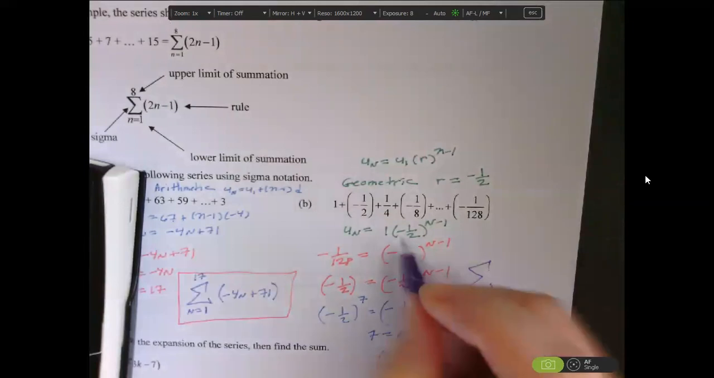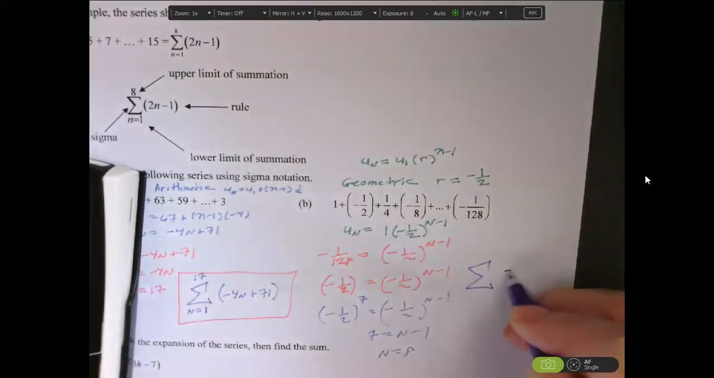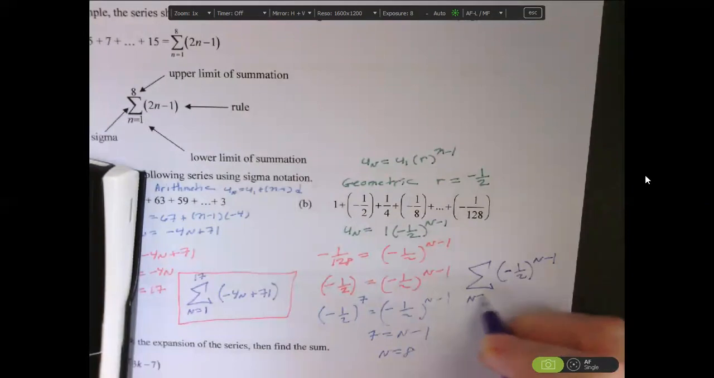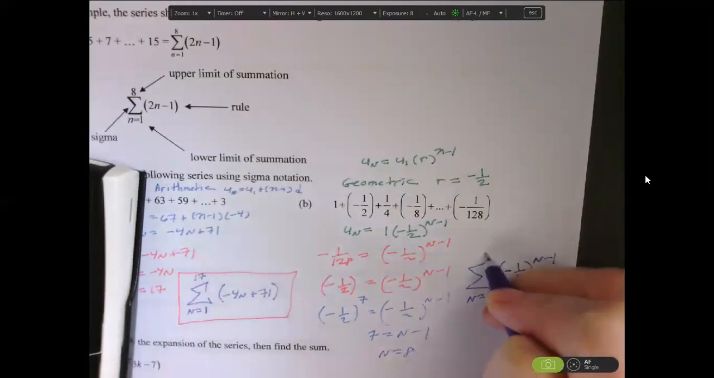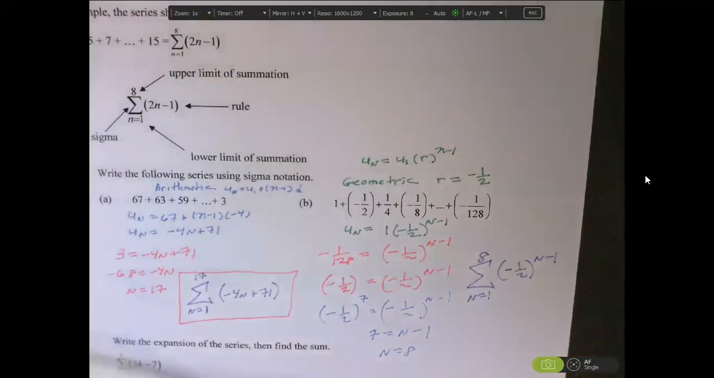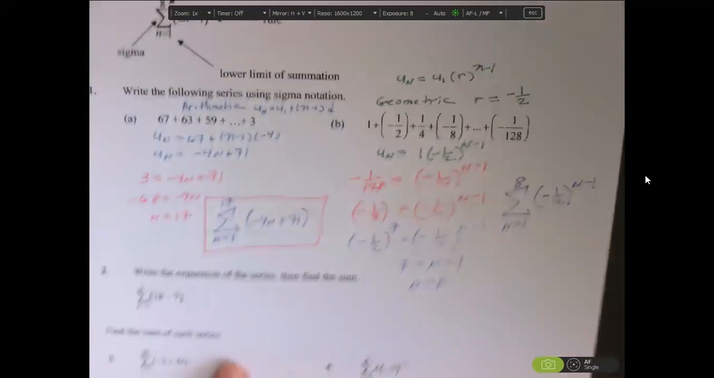All right, so I don't really need that 1 in front. I'm not going to worry about that. I'm just going to put negative 1/2 to the power of n minus 1. And I'm going to say that n equals 1 and it ends with n equals 8. Okay, and that's how you do that kind of problem. So that's how you rewrite it in sigma notation. Okay, all right, so the next problem is going to ask us to expand it and then find the sum.